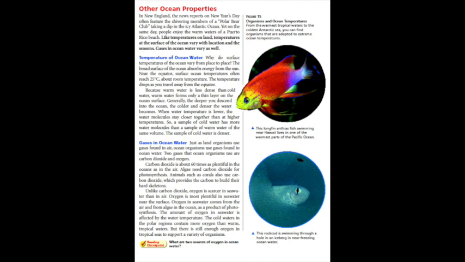Gases in ocean water. Just as land organisms use gases found in air, ocean organisms use gases found in ocean water. Two gases that ocean organisms use are carbon dioxide and oxygen. Carbon dioxide is about 60 times as plentiful in the oceans as in the air. Algae need carbon dioxide for photosynthesis. Animals such as corals also use carbon dioxide, which provides the carbon to build their hard skeletons.